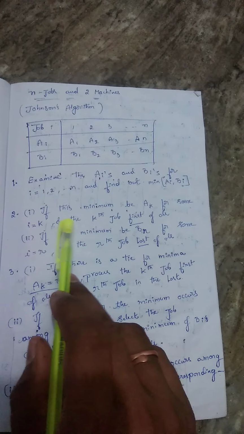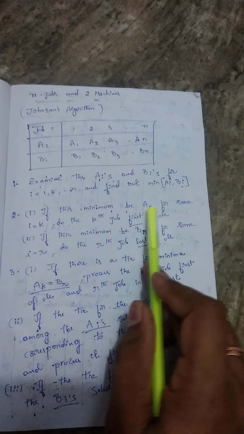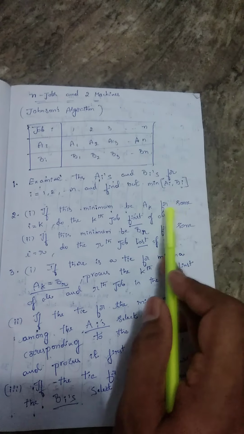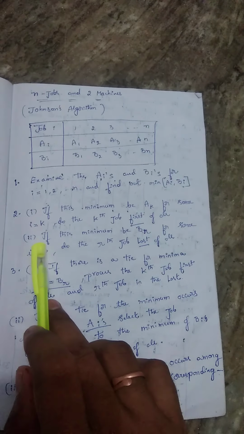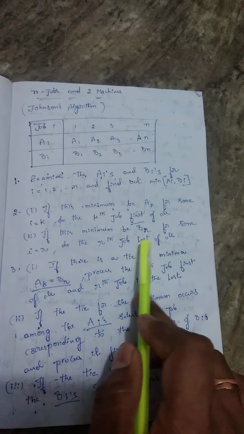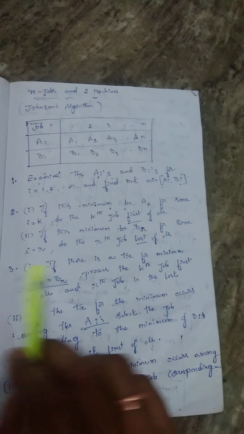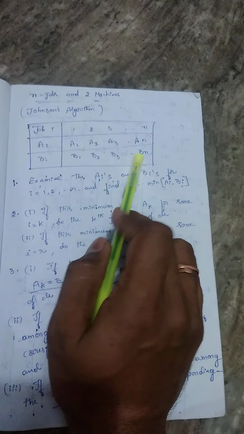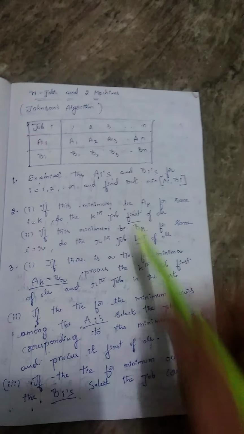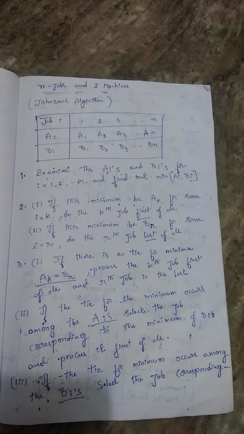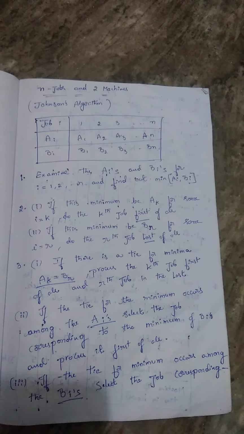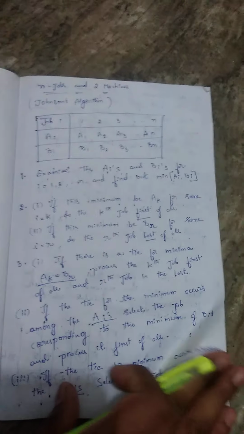And the second point is, if the minimum is Ak for some i equal to k, do the kth job first of all. And if the minimum is Br for some i equal to r, do the rth job last of all. That means we are placing the job either first or last, depending on these conditions. We find the optimal job sequencing for each machine. Okay, I will show the example.